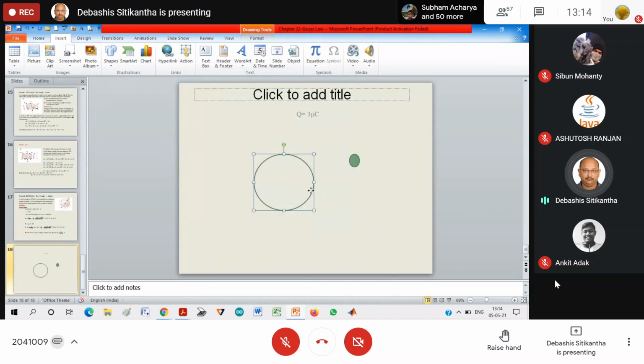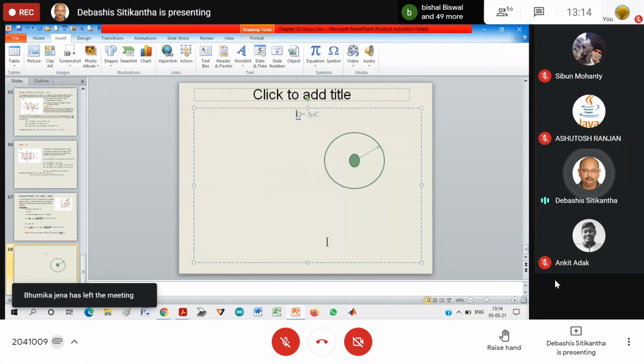So this sphere is going to be surrounding it, and moreover, it is placed in such a way that the center of this Gaussian surface is going to merge with the center of this point charge. And the second important thing given in the problem is that the radius is equal to 0.2 meter. So let us write down what are the given data over here.